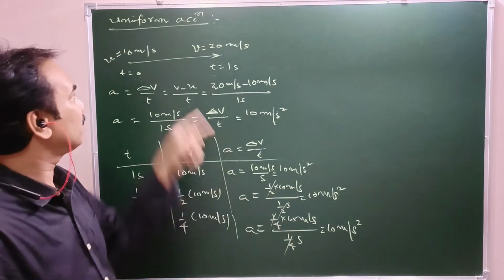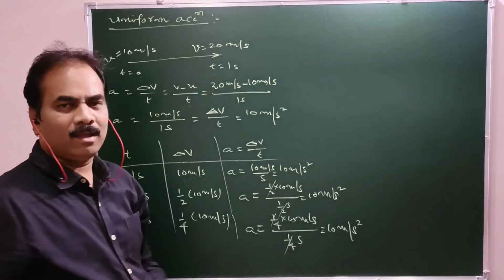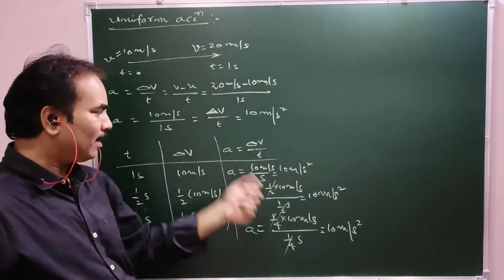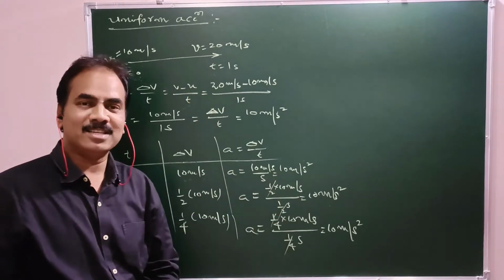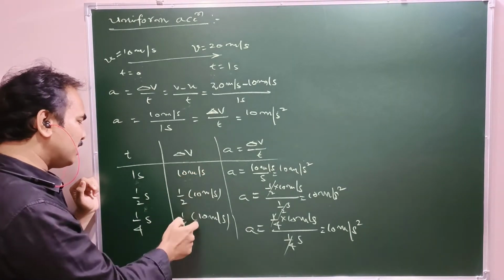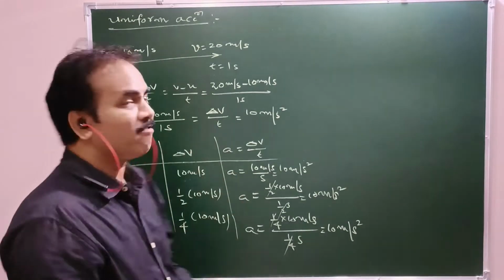What about the direction? See, this is the direction of velocity, this is the direction of acceleration also. So here, direction is not at all changing, magnitude of velocity also not at all changing, provided it undergoes equal changes in velocity in equal intervals of time. Right? Then that is what is uniform acceleration.